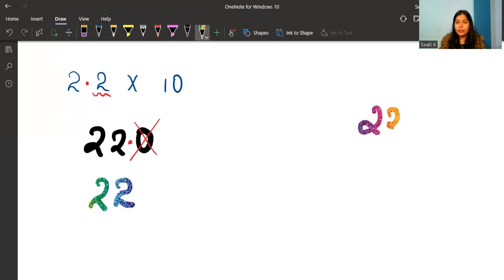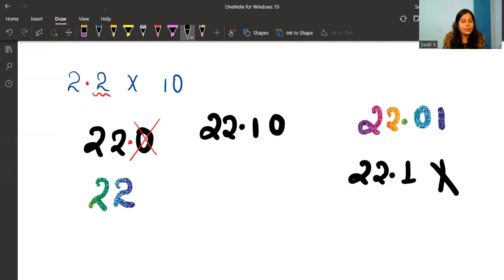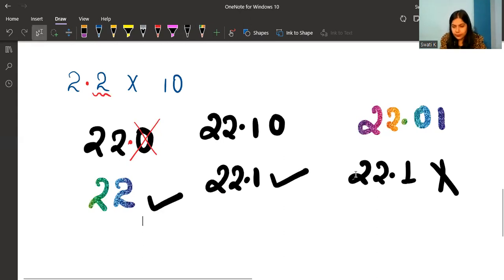Remember, imagine your answer is something like 22.01. Then this zero has a value. Then you can't write it as 22 point, just forget the zero, and 1. That is wrong. So it's only if the zeros are present at the end. For example, if you're getting an answer 22.10, then that is the same as 22.1. This is correct, but that is wrong. Okay, all right. So now I think you have understood this.